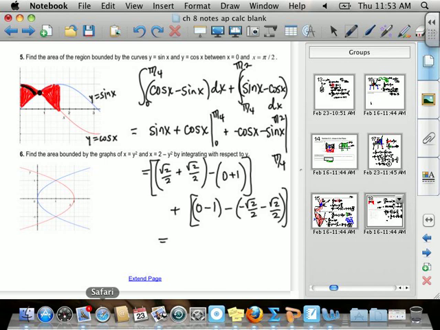Okay, so when you do square root of 2 over 2 plus square root of 2 over 2, you get 2 of those square root of 2 over 2's. So it's square root of 2. So square root of 2 minus 1 plus a negative 1. And then I have minus a negative square root of 2, so plus square root of 2. So I think you end up with 2 square root of 2. So 2 square root of 2 is your answer.